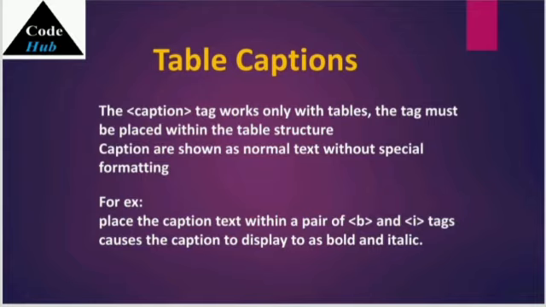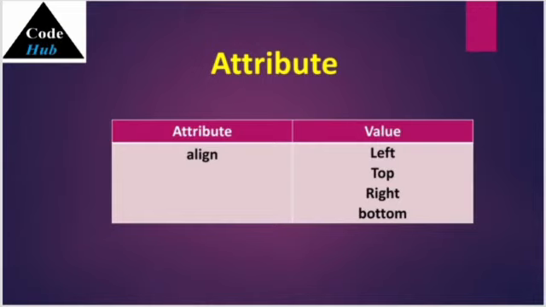Captions can be formatted by placing the caption text within other tags. For example, placing caption text within a pair of B and I tags causes the caption to display as bold and italic. Now the align attribute. The align attribute is used for the alignment of the table, which can be left, right, top, bottom.